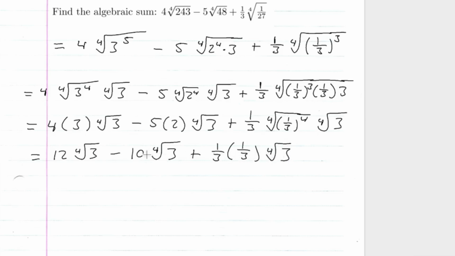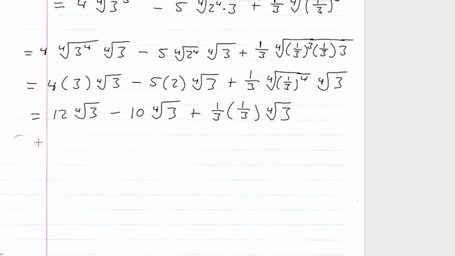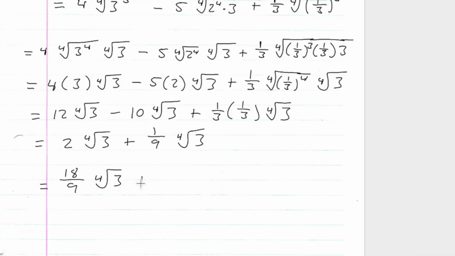So now I have, all these are like terms because they all have a fourth root of 3, that irrational number. So I can do this right here. 12 minus 10 is just 2, fourth root of 3, and then plus 1 over 9, fourth root of 3. And I've got to get a common denominator to put these together. So I can rewrite 2 as 18 over 9 times the fourth root of 3, because 18 over 9 is just 2, right? Plus 1 over 9, fourth root of 3.